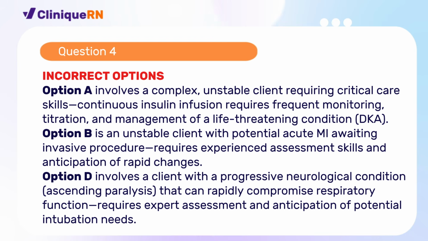Option A involves a complex, unstable client requiring critical care skills. Continuous insulin infusion requires frequent monitoring, titration, and management of a life-threatening condition, DKA. Option B is an unstable client with potential acute MI awaiting an invasive procedure, which requires experienced assessment skills and anticipation of rapid changes. Option D involves a client with a new neurological condition, ascending paralysis, that can rapidly compromise respiratory function and requires expert assessment and anticipation of potential intubation needs.